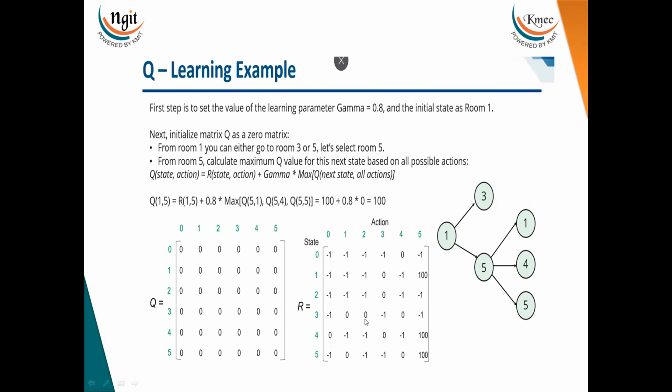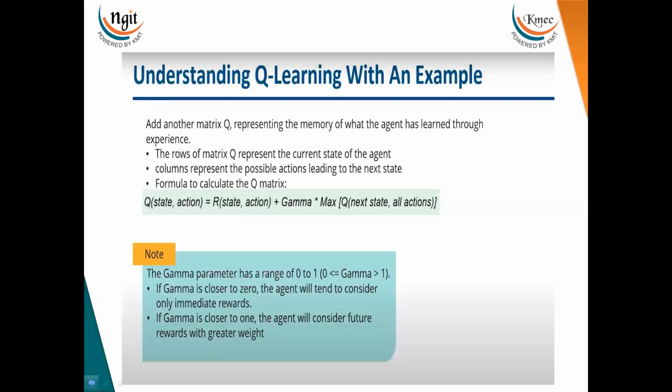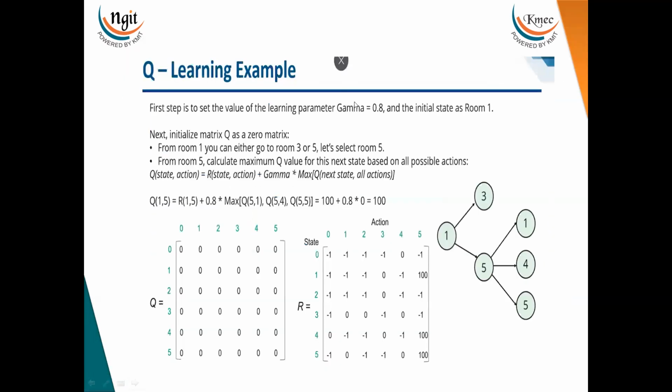Now we are trying to solve this particular example with the help of Q learning, and I told you that we are using a formula. Wait a minute, I'll show you the formula we are using here. In this formula I'm using the terminology gamma. Gamma is nothing but my learning parameter. We have chosen in this example the learning parameter as 0.8, and we are assuming that my agent is initially in room number 1.